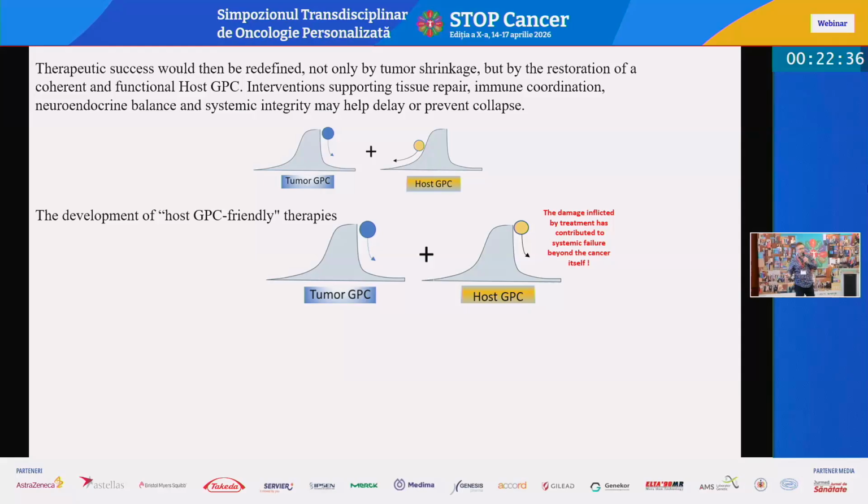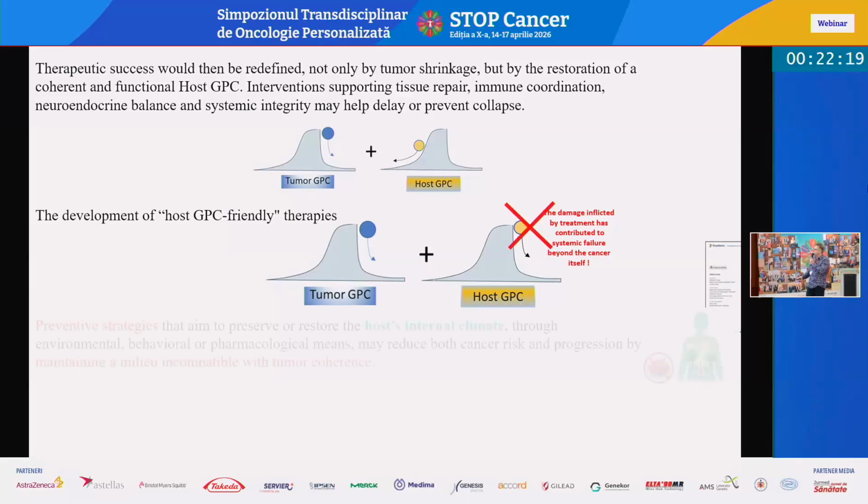It seems obvious, but as you know, it was not always the case in the past, and many patients died not because of the cancer, but because of the treatment, because very often the damage inflicted by the treatment has largely contributed to the systemic failure beyond the cancer itself.